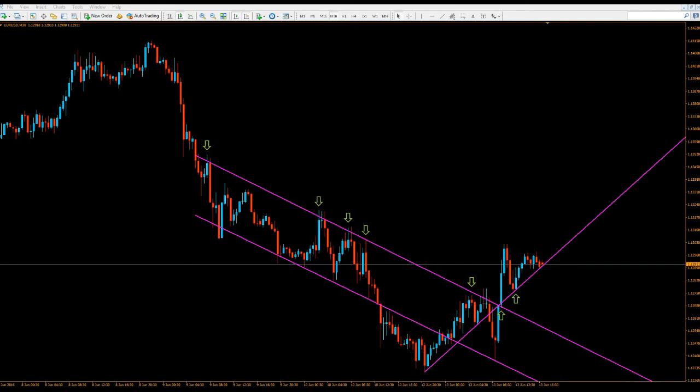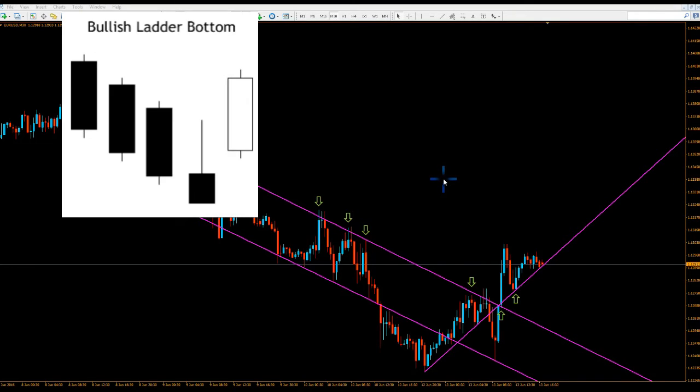So let's move on to candle formation number 3, bullish ladder bottom. Okay, so in this case also 5 candlesticks, 4 of them bearish, the black ones, with larger volume than the one we spoke about right before, so larger volume than the bullish breakaway.